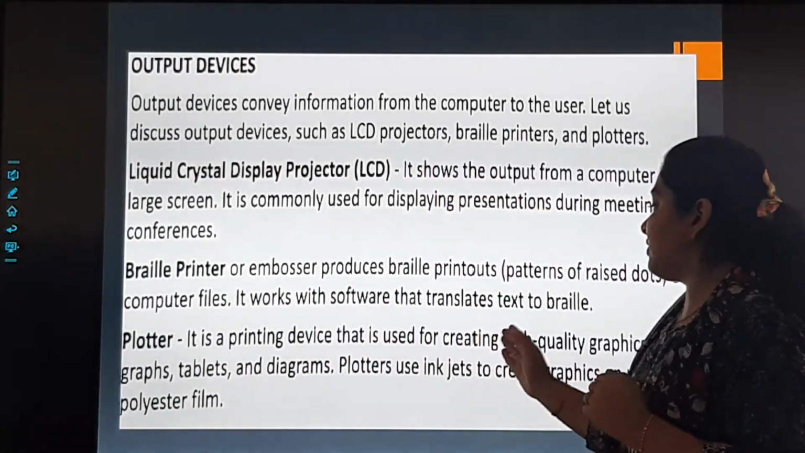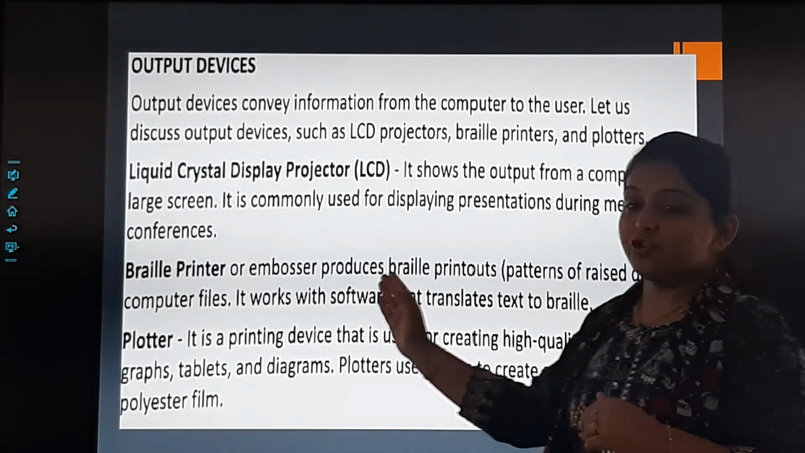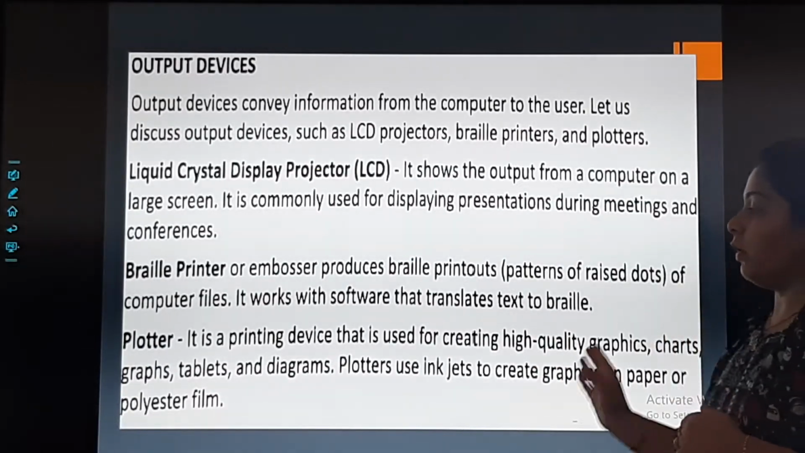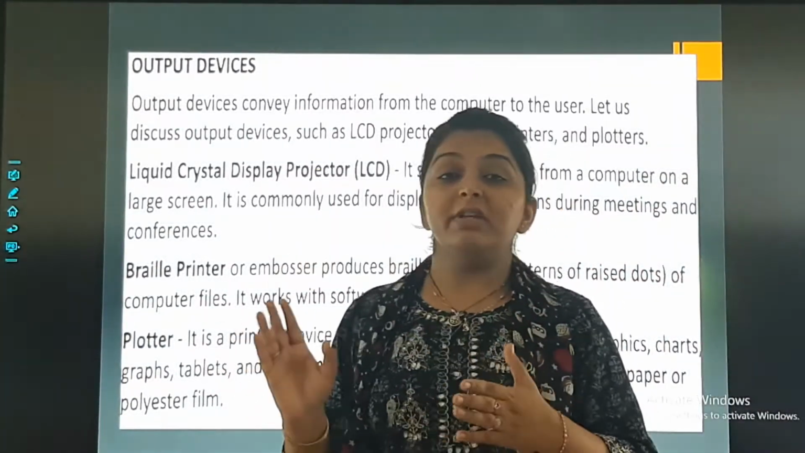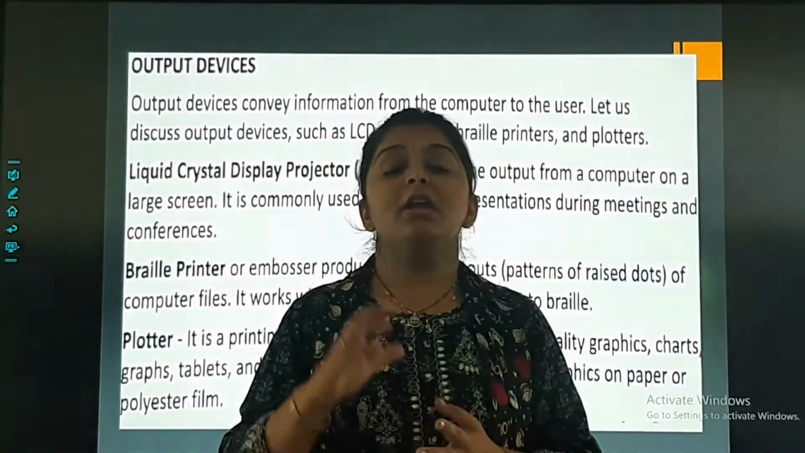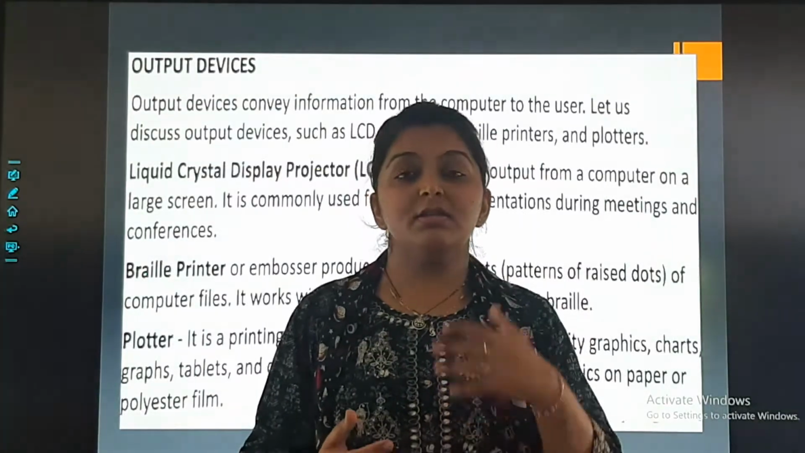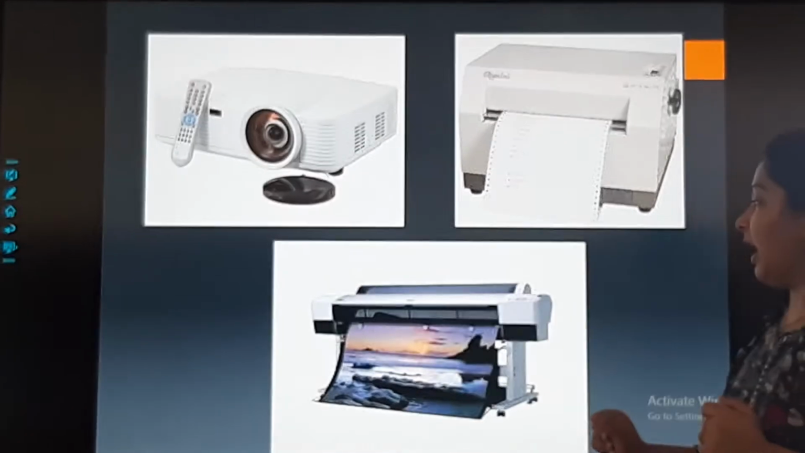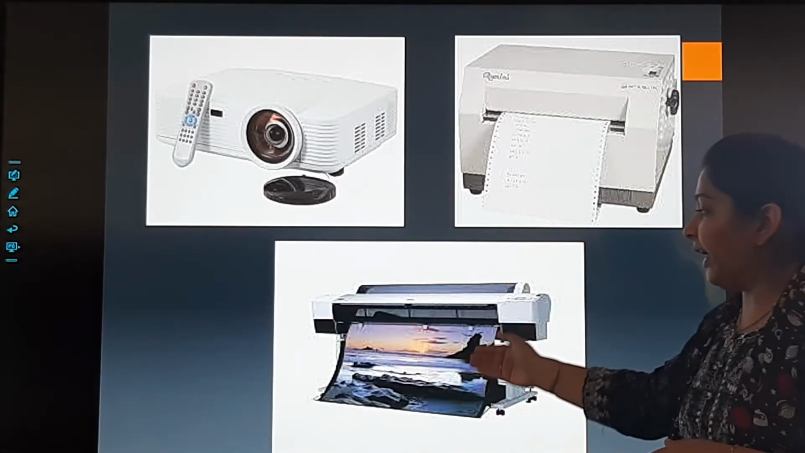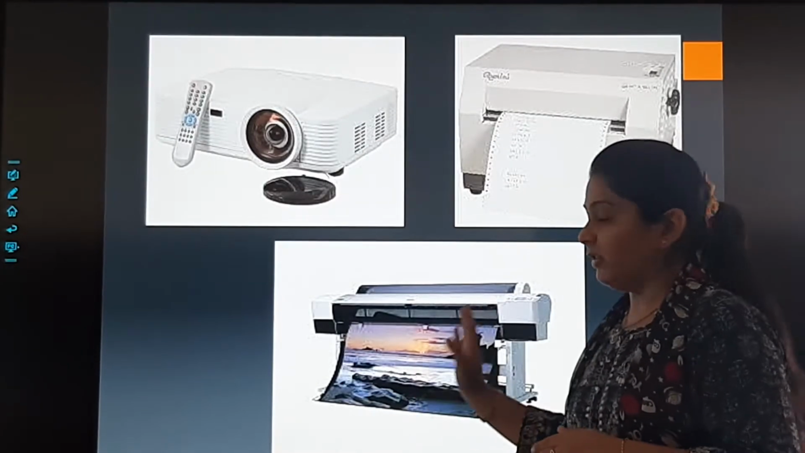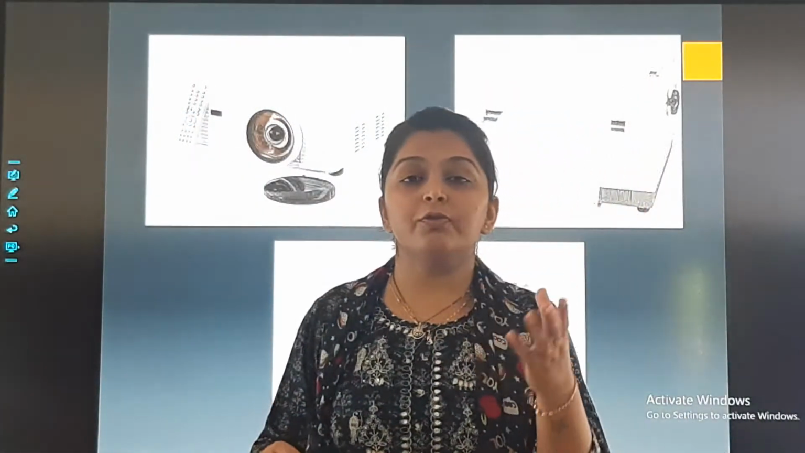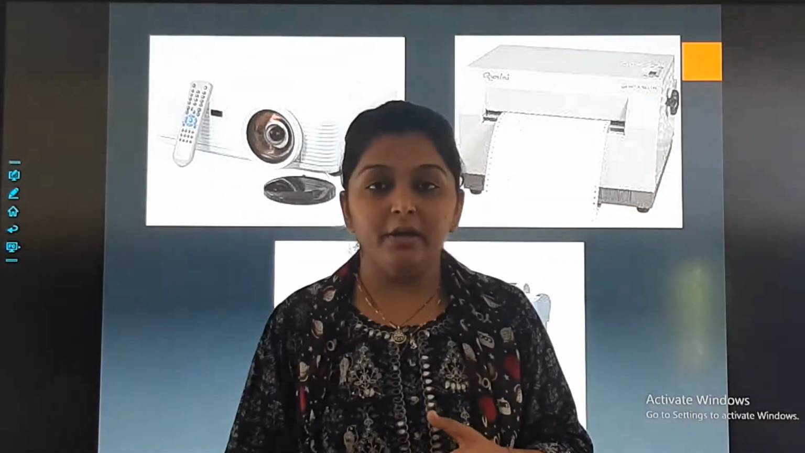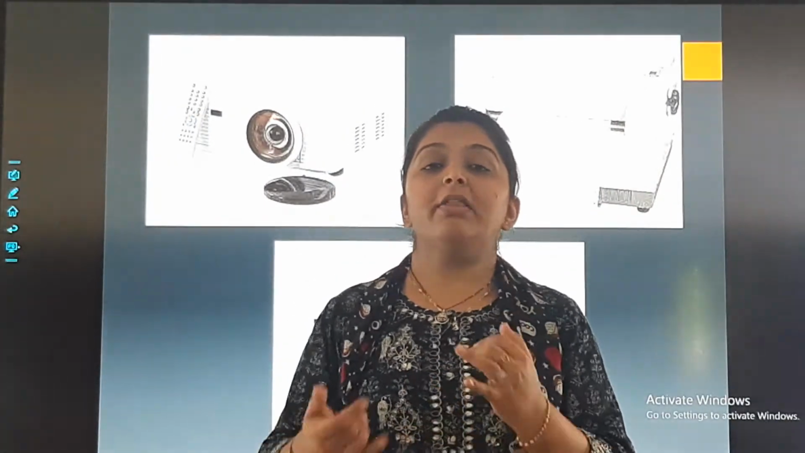It is a printing device that is used for high quality graphics, charts, tables and diagrams. Plotters use inkjets to create graphics on paper or polyester film. Now this type of output device is used by graphic designers and interior designers, and I will show you the photo as well. This is a type of plotter. We can get the printout from it like this. Understood? And it is also used for polyester film as well.